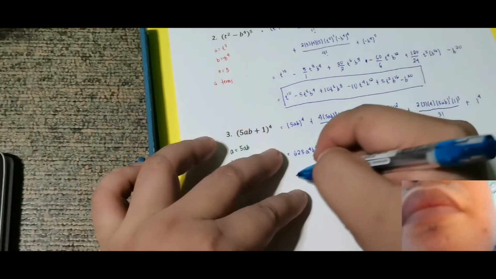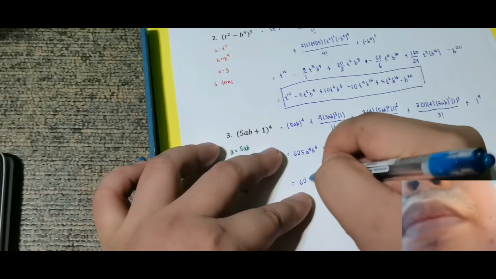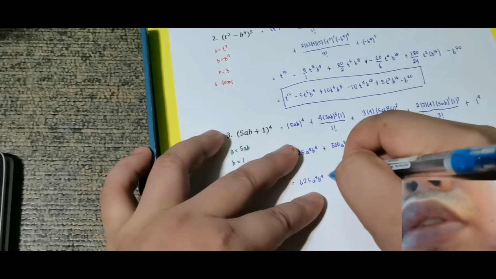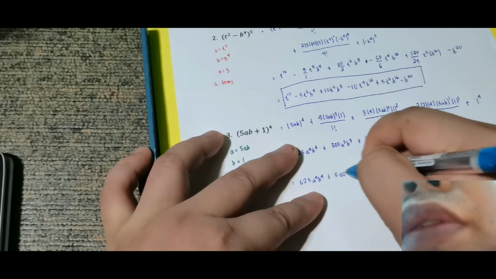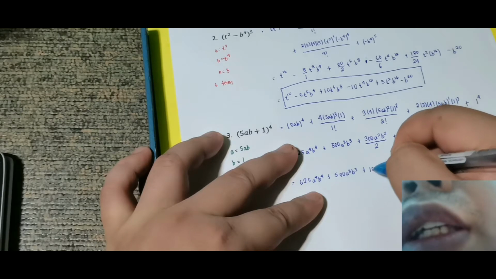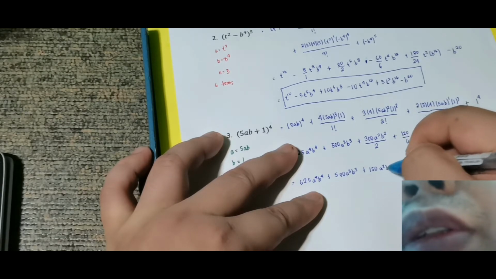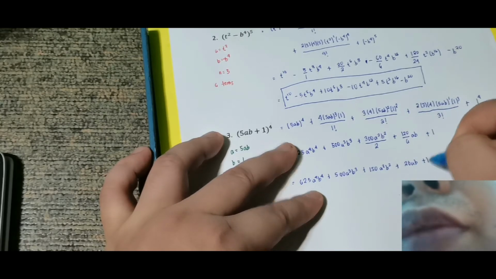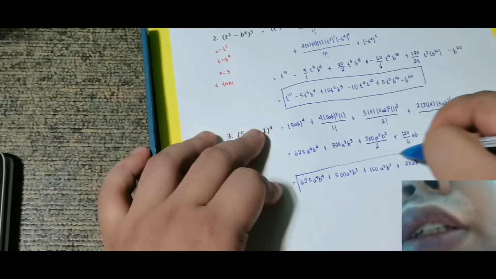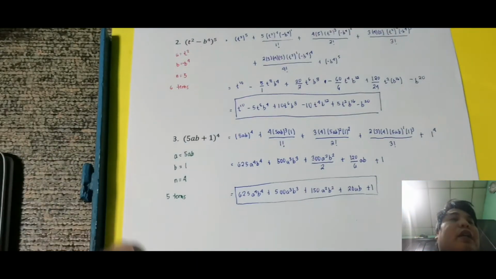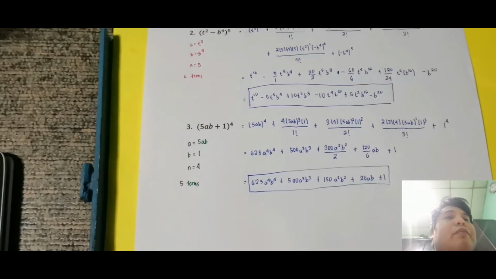Next, let's simplify. This is 625 A raised to 4 B raised to 4 plus 500 A cubed B cubed plus 150 A squared B squared plus 20 AB plus 1. So therefore, this is its answer. Okay, so that's the binomial theorem. I'm hoping you can follow the pattern.